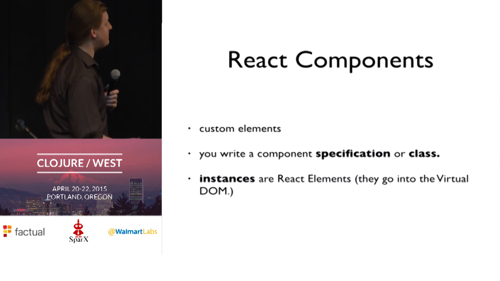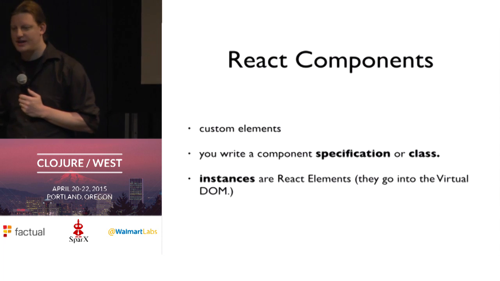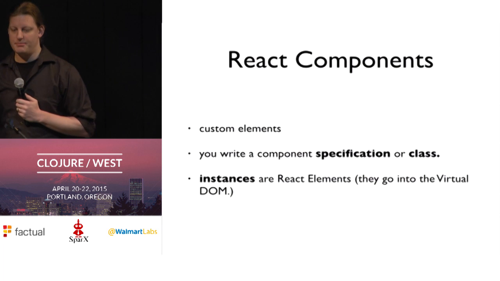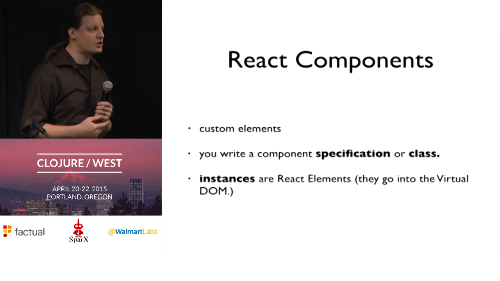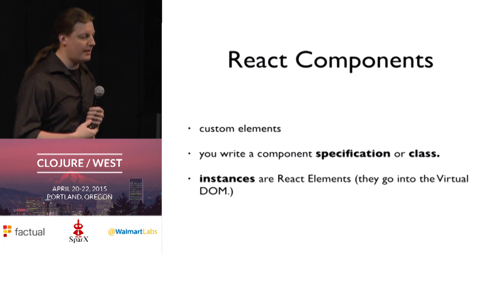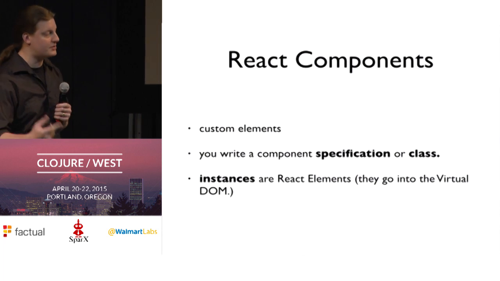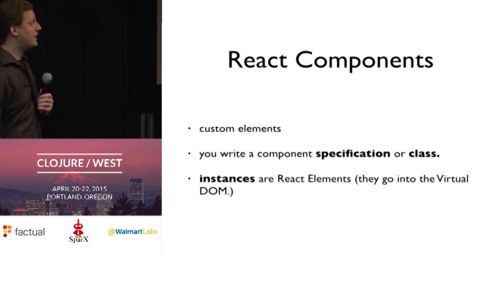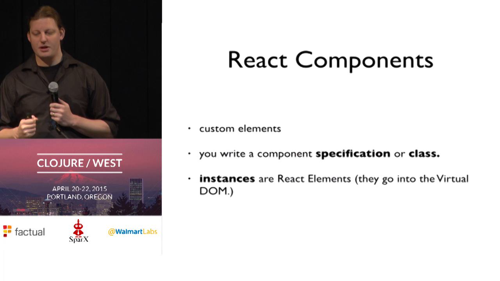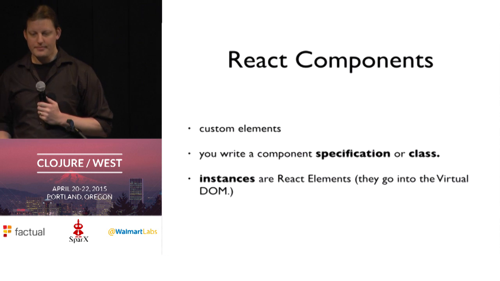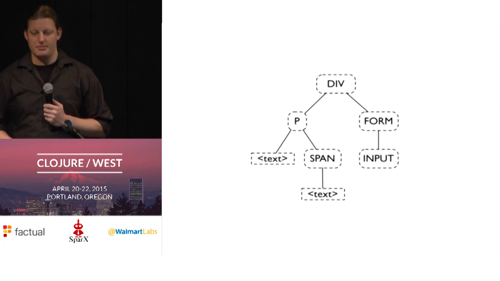So components are custom elements. You write the component specification or the component class. Instances of that component become React elements. They live in the virtual DOM, and React actually utilizes them when it's generating the DOM, and even to some extent when it's doing deltas with the real DOM. It utilizes the extra information that you can give it in the components to enable it to be a little bit more intelligent about the way it renders.